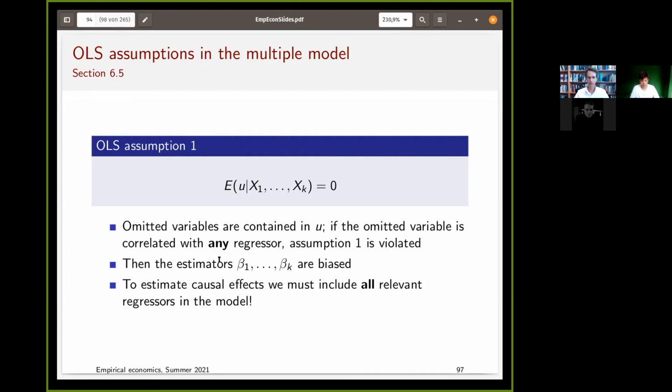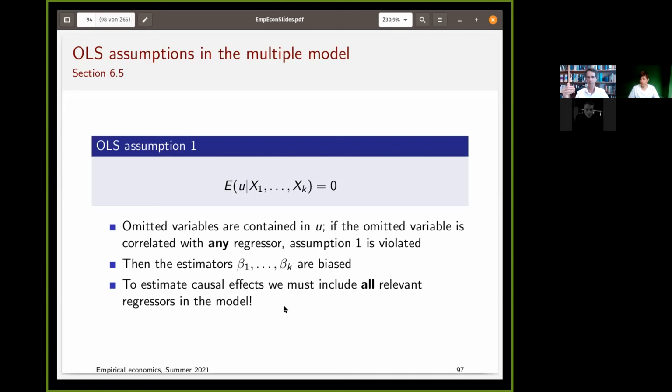Okay, so in that case, we can say that to estimate the causal effects and to really have a valid causal interpretation of the coefficients, we must know that we have included all relevant regressors in the model. So even if a single regressor is missing, and if this single regressor is correlated with the other regressors and has a direct impact on the endogenous variable, then all coefficients are biased.